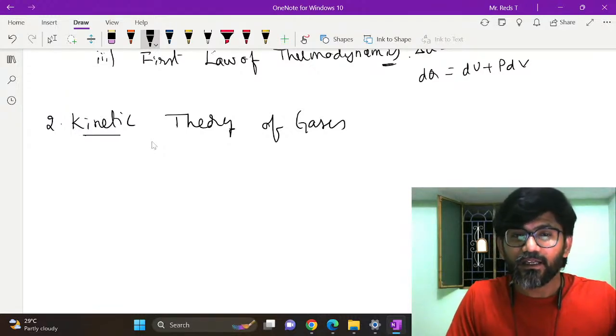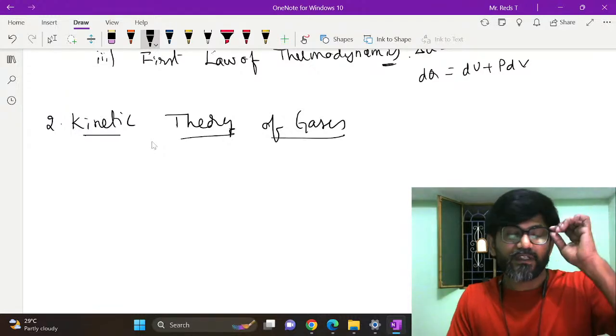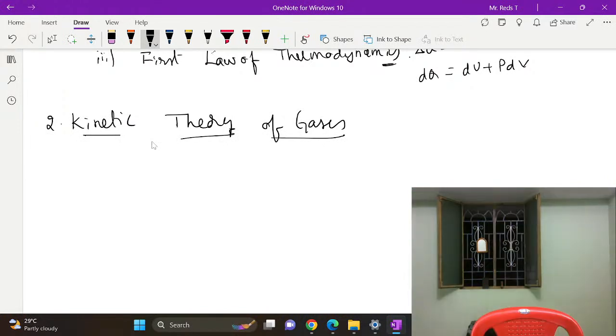Then gases. Kinetic theory of gases is one of the smallest chapters.